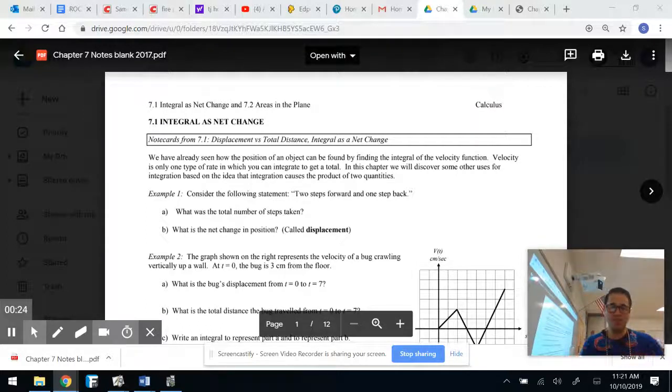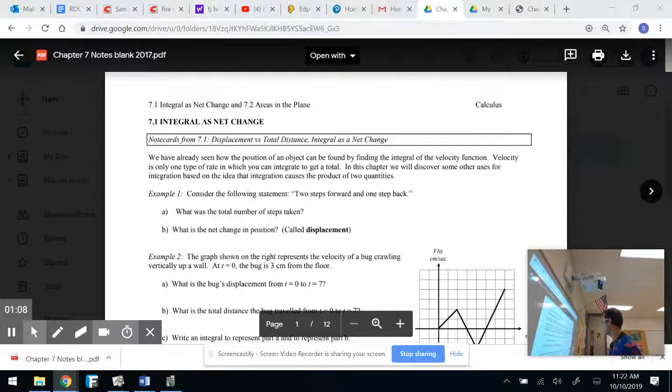Section 7.1, integral as net change. So this introduces us to a major part of the last chapter of AP Calculus. We'll get into what the topics are, because the main topics are in 7.2 and 7.3, okay? We have already seen how the position of an object can be found by integrating the velocity function. Velocity is only one type of rate which we can integrate to get a total amount of something, right? When we integrate a rate, we get the total amount of something. In this chapter, we will discuss some other uses for integration, based on the idea that integration gives the product of two quantities.